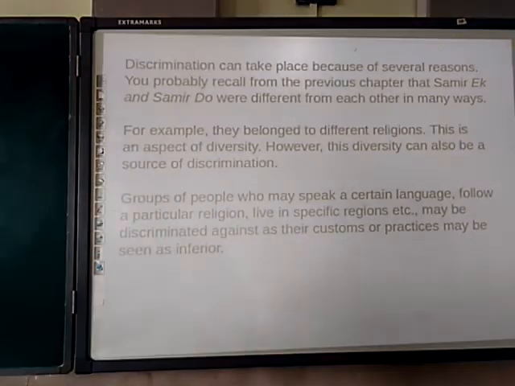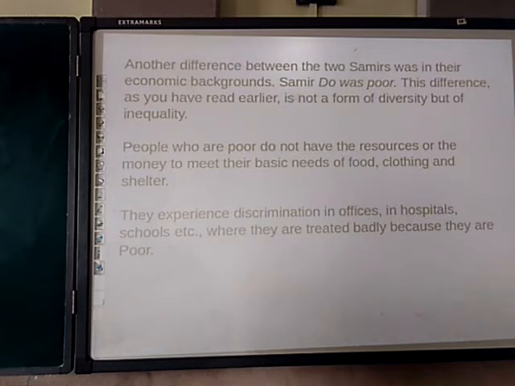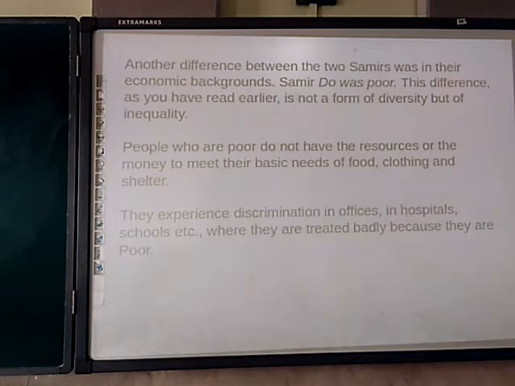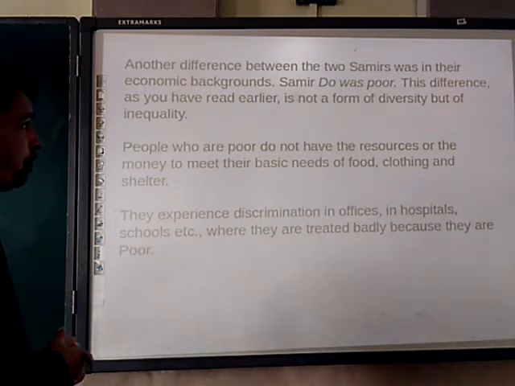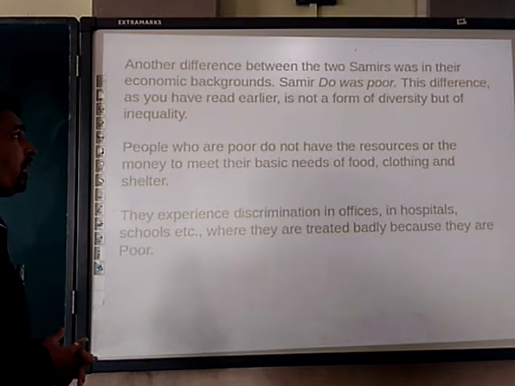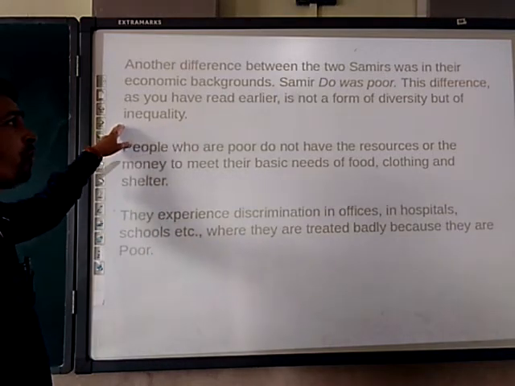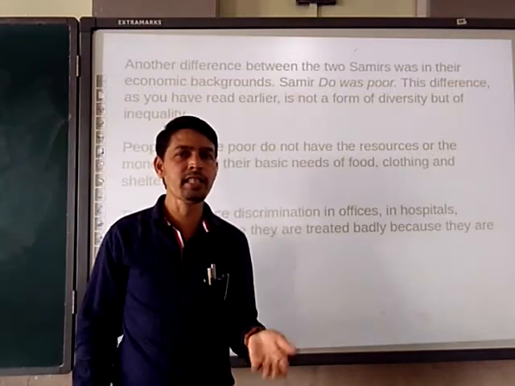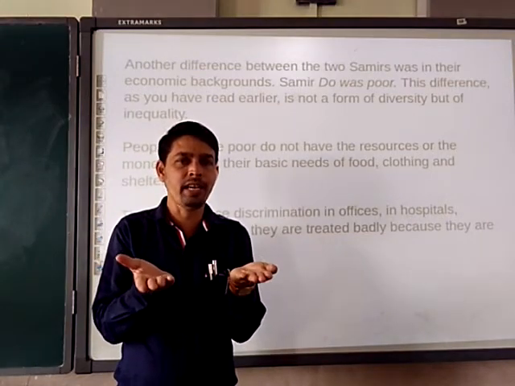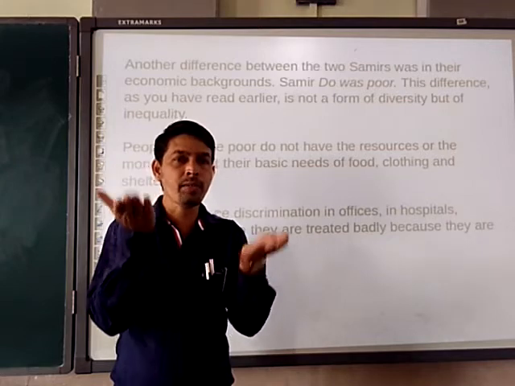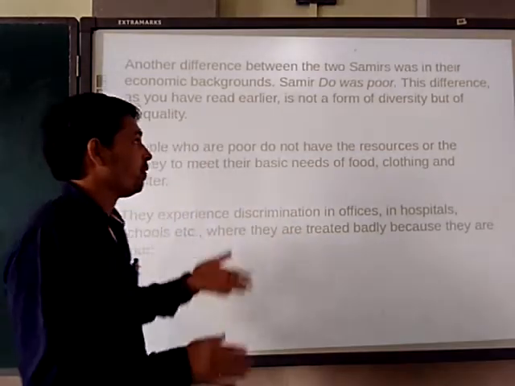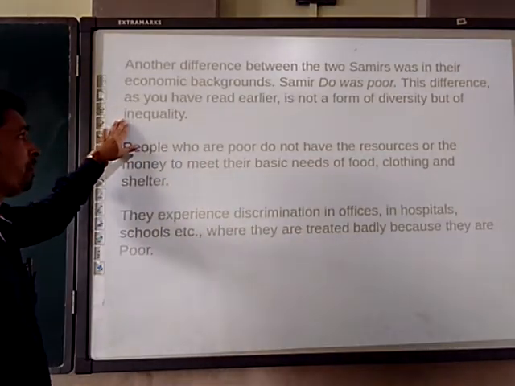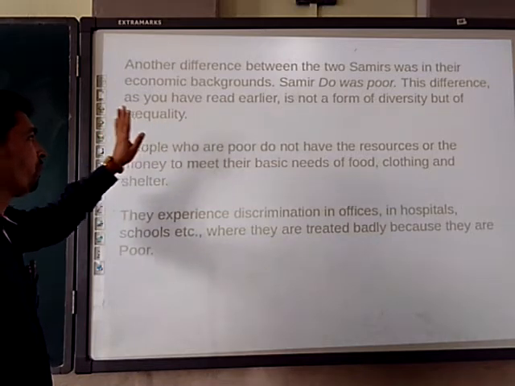Okay. Next, another difference between the two was in their economic background. Samir Do was poor. The difference, as we have read earlier, is not a form of diversity but inequality. Earlier I also stated there was an economic status gap between Samir Ek and Samir Do. One was from a rich family and another from a poor family.